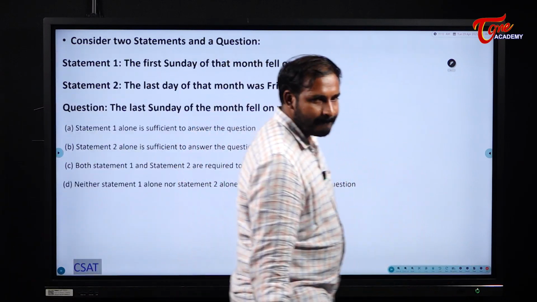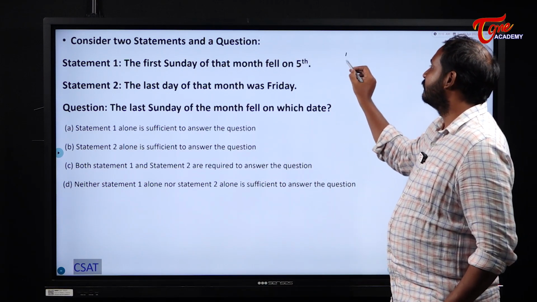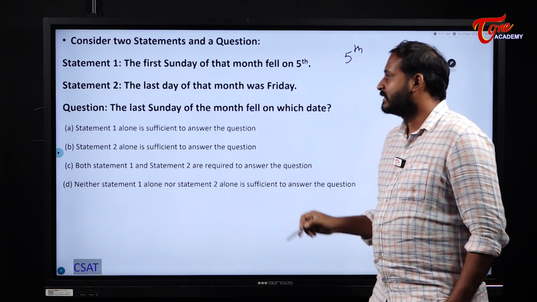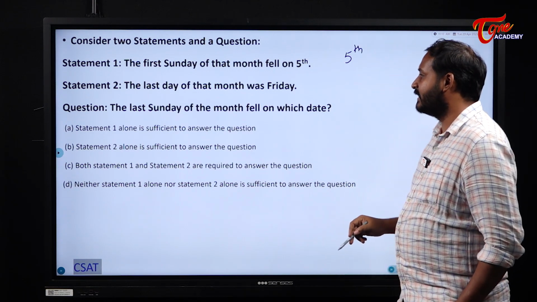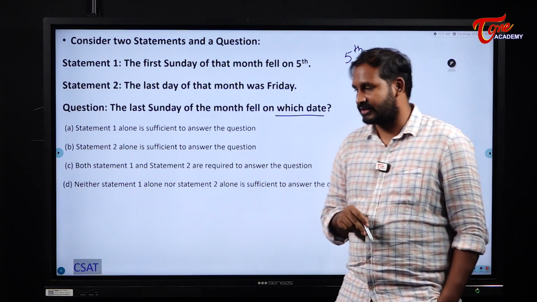Next one. The first Sunday of the month fell on the 5th. Okay, the first Sunday is on the 5th. Second statement: the last day of the month was Friday. The last Sunday of the month will fall on which date? That is the question for us.